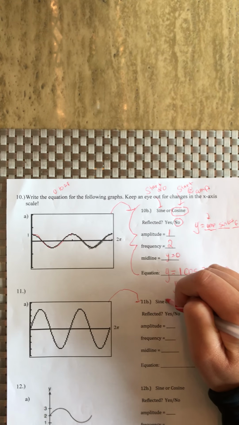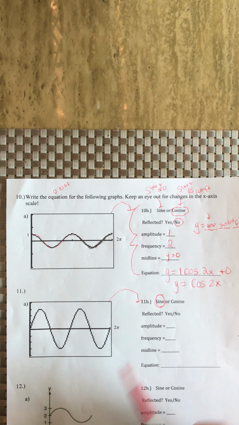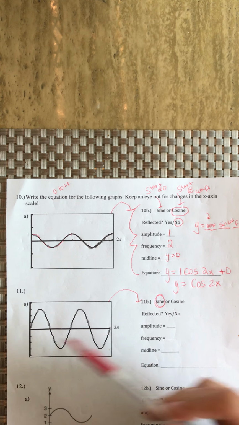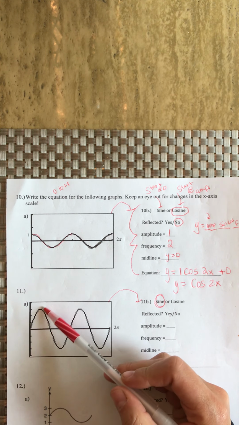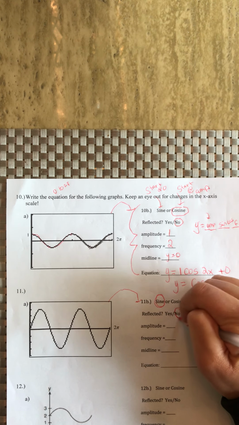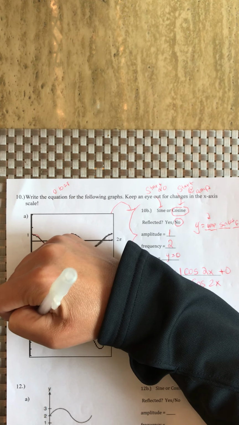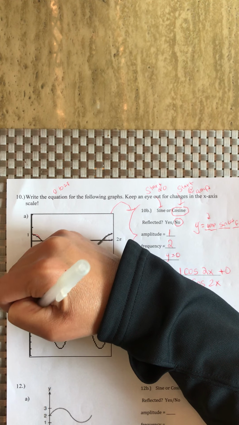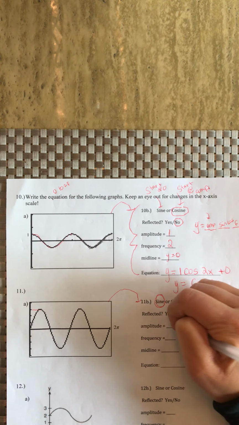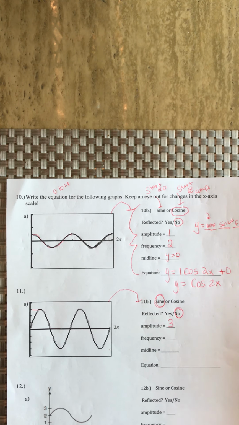All right, this next one, we start at 0. So we know that that's going to be sine. If it's reflected, it's moving downwards. If it's not, it's going to move up. So no, it's not reflected. My amplitude: 0, 1, 2, 3. So I have an amplitude of 3.